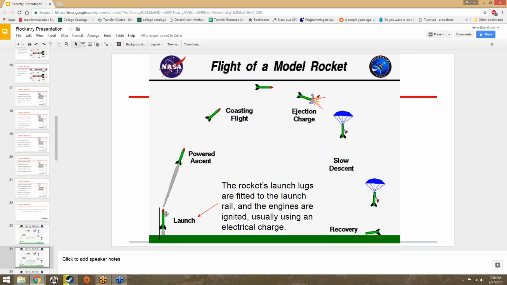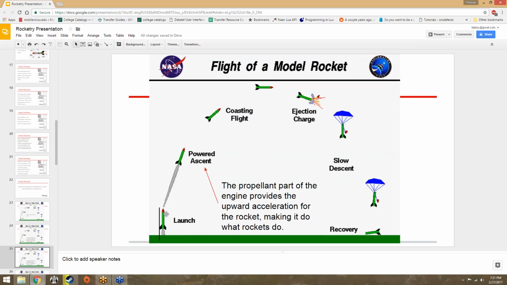The gunpowder ignites, starts to burn, creates a reaction. It starts burning fast enough that you get powered ascent. So the propellant part of the engine provides the upward acceleration for the rocket, making it do what rockets do, which is go up, ideally.